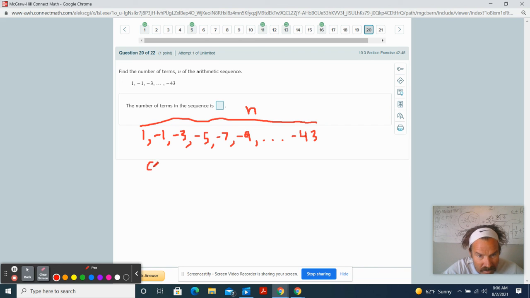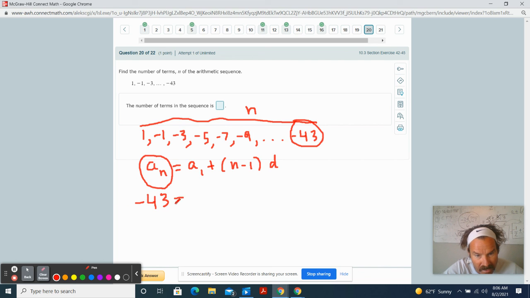So we have a formula, though. Always go back to the formula. A sub n equals a sub 1 plus n minus 1 times d. I'm going to let a sub n be this term right here, negative 43. Now, I don't know if that is the 20th term or the 30th term. Remember, I don't know how many terms there are here. So if I don't know something, I'm going to let it be a variable.